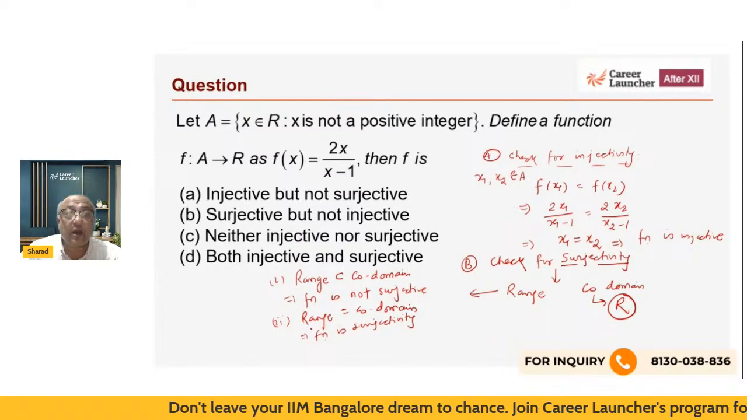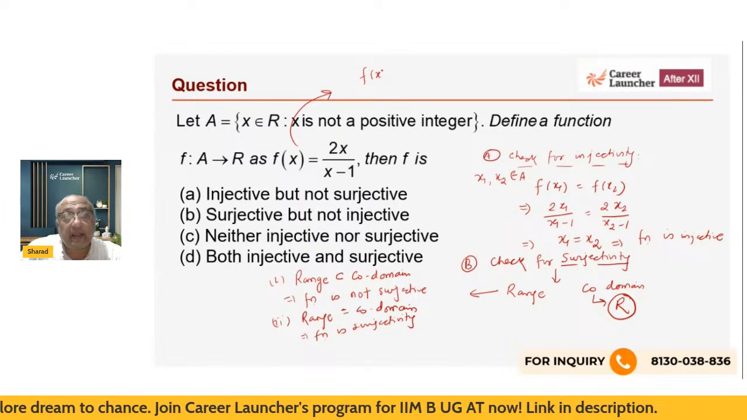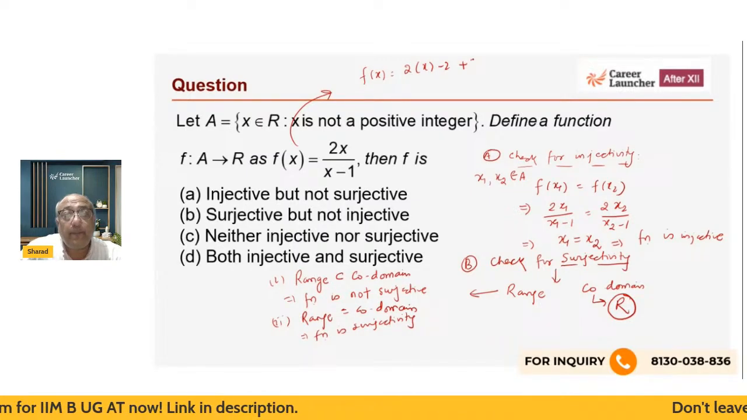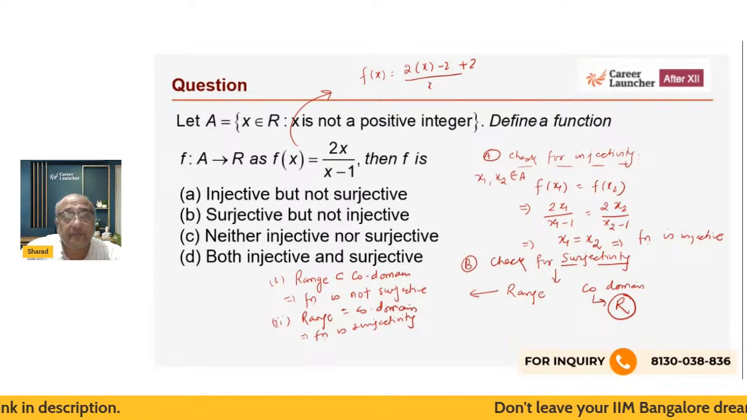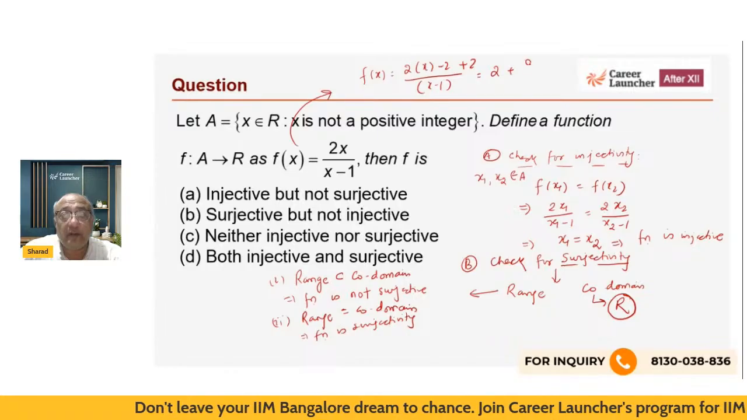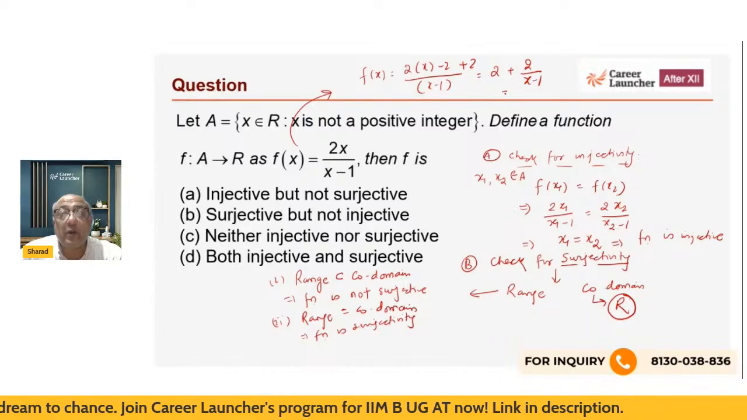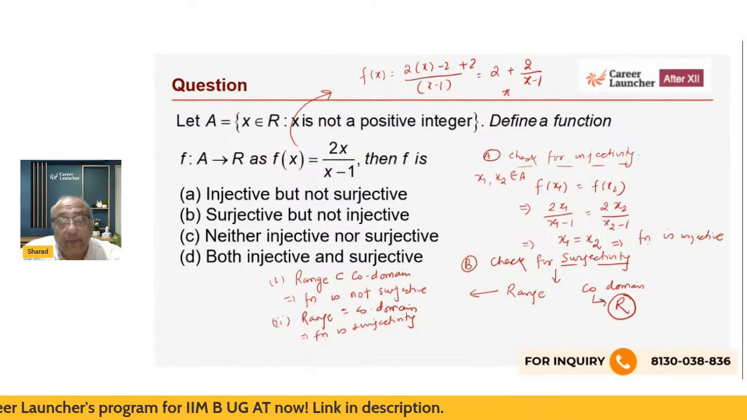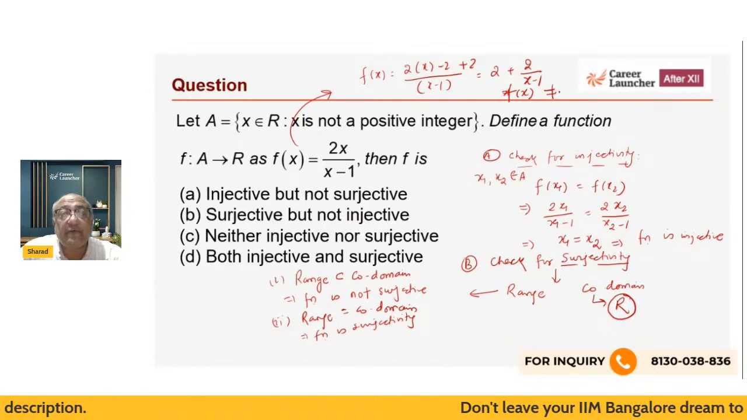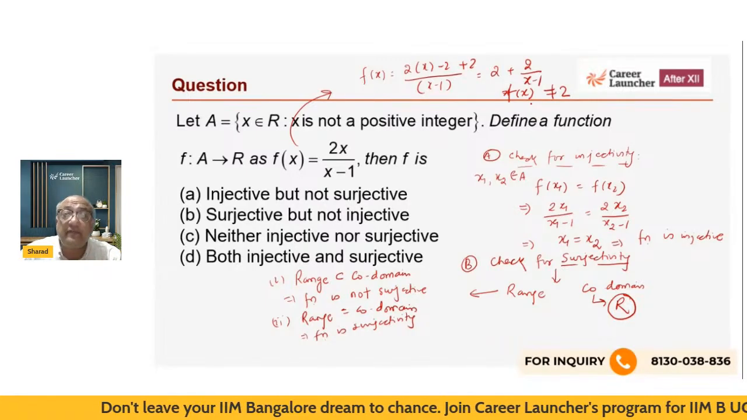Now the question is, how will I find out? Look at this particular function f(x). I can write this function as 2 into (x minus 2) plus 2, upon x minus 1. Basically, I'm doing a little bit of manipulation so this function becomes slightly more clear to me: 2 plus 2 upon x minus 1. As we know, x cannot have any value, x is not equal to 1, and further f(x) can never be equal to 2. That means whatever happens, the range does not have 2 as a value.